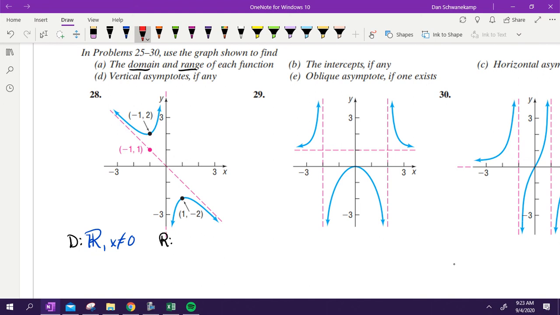What about my range? Starting at negative infinity until when for my range? Aaron? Negative 2. Good. Bracket on negative 2 because I actually reach negative 2 right there. And then what is your second one going to look like, Aaron?